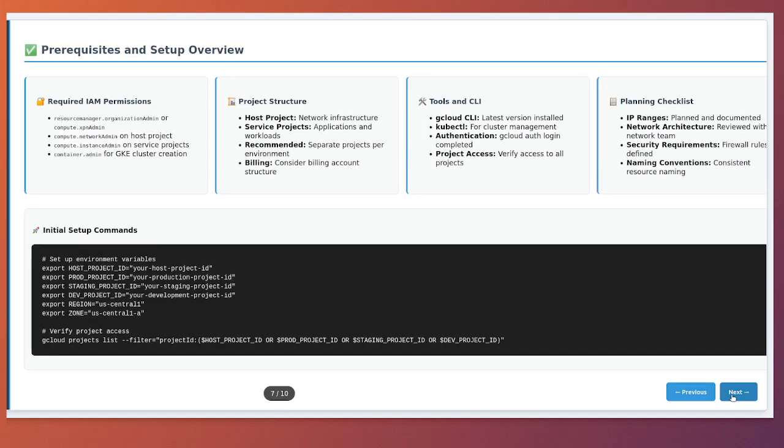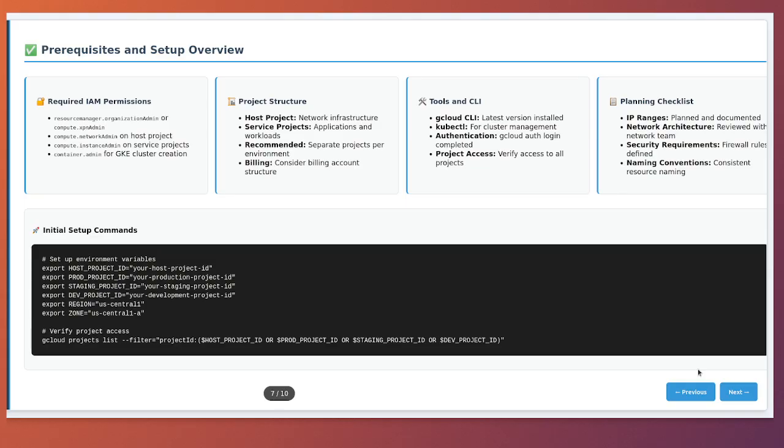Prerequisites and setup overview. Before we dive into the actual implementation, let's review what you need to have in place. This preparation phase is crucial. Skipping these steps will cause problems later. First, you need the appropriate IAM permissions. The setup process requires organization-level permissions to enable shared VPC and project-level permissions to configure networking. Make sure you have these permissions or work with someone who does.